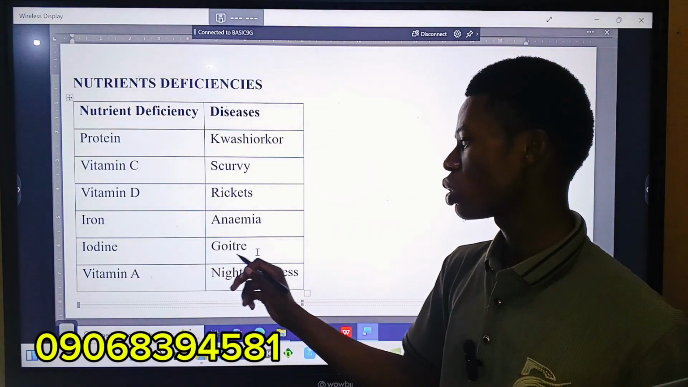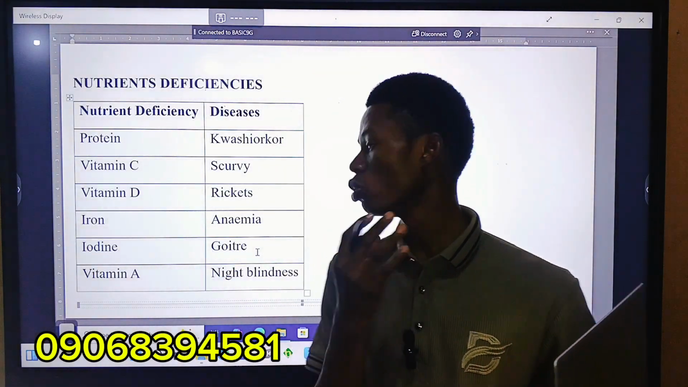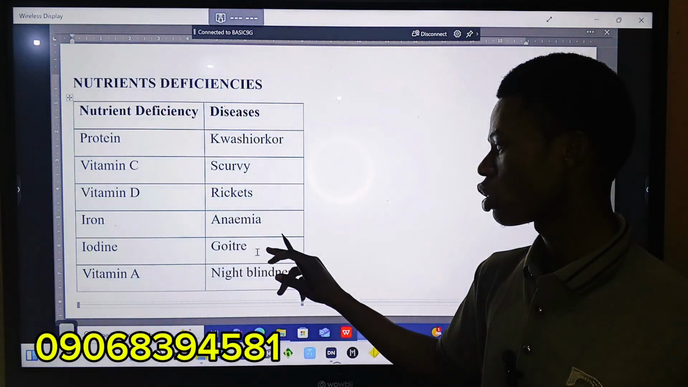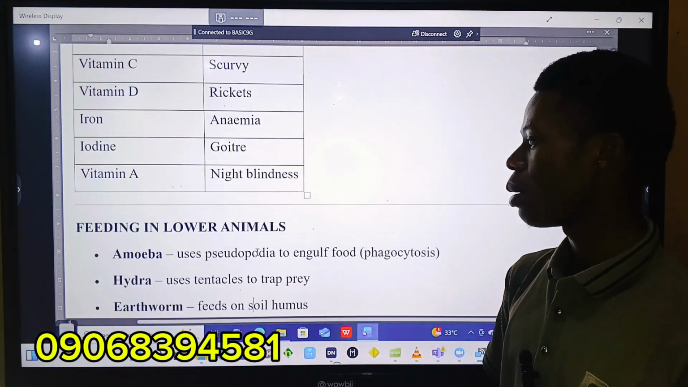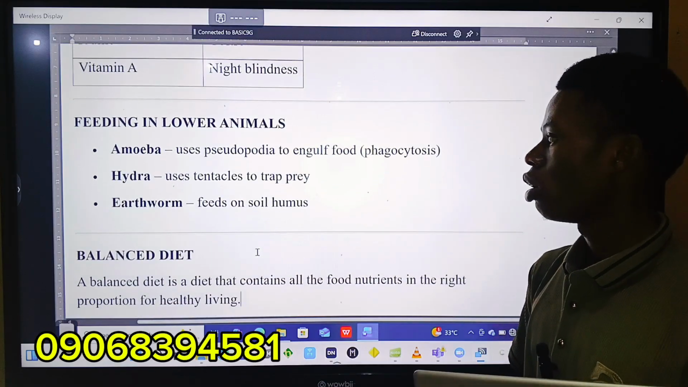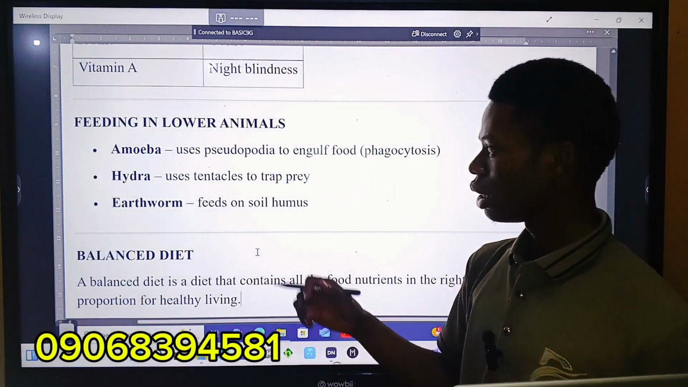Deficiency of iodine causes goiter. The one you see, the neck becomes swollen. That's deficiency of iodine, it causes goiter. Deficiency of vitamin A causes night blindness. All right. Now, quickly, let's look at feeding in lower animals.